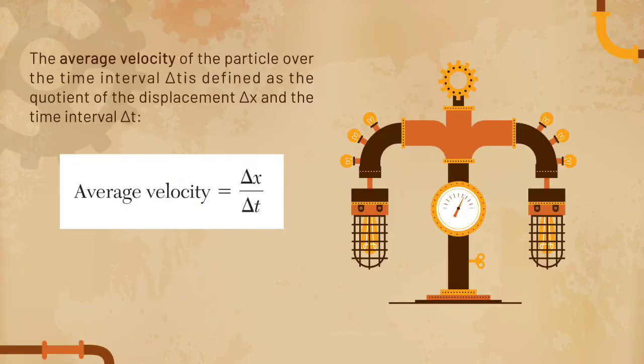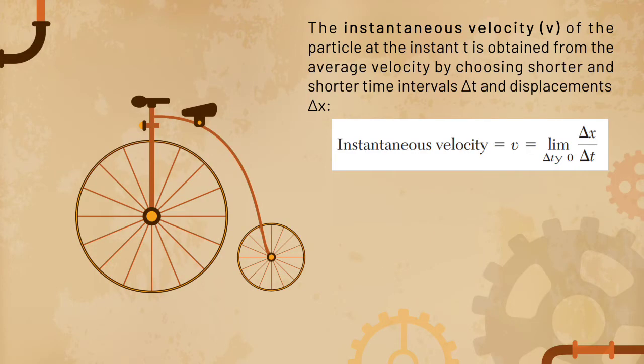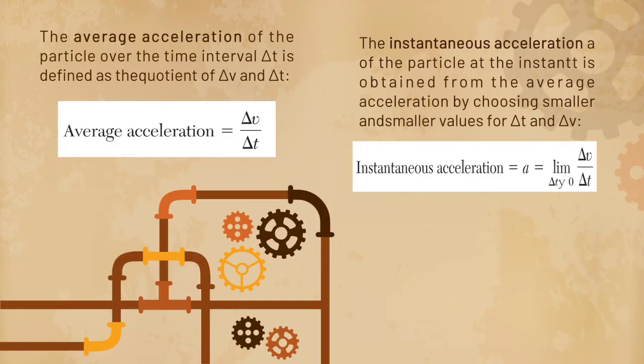The average velocity of the particle over the time interval is defined as the quotient of displacement and the time interval. The instantaneous velocity of the particle at the instant is obtained from the average velocity by choosing shorter and shorter time intervals and displacements. The average acceleration of the particle over the time interval is defined as the quotient of delta v and delta t. The instantaneous acceleration is obtained from the average acceleration by choosing smaller and smaller values for delta t and delta v.